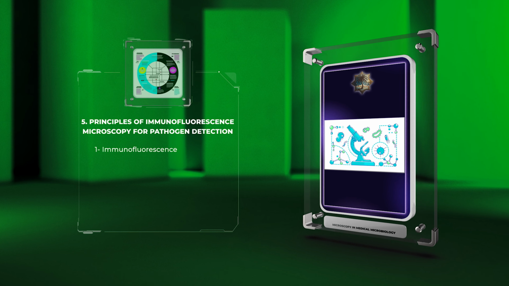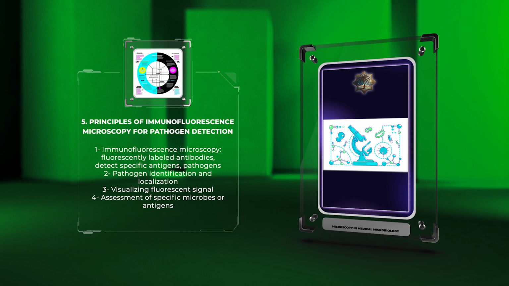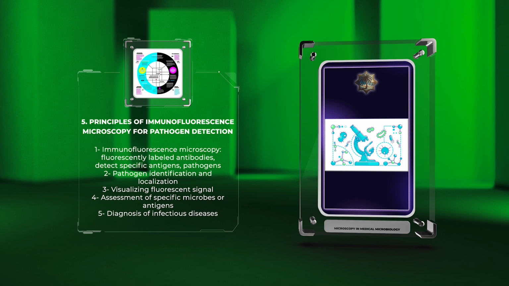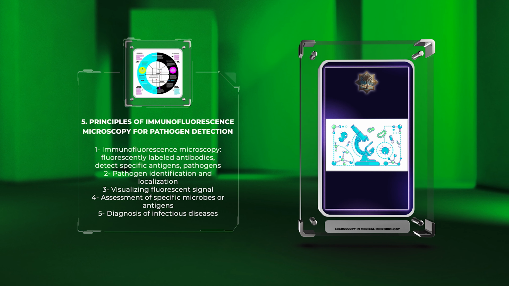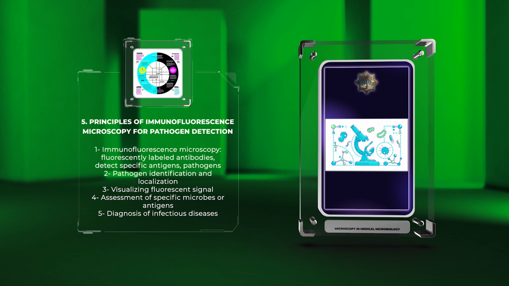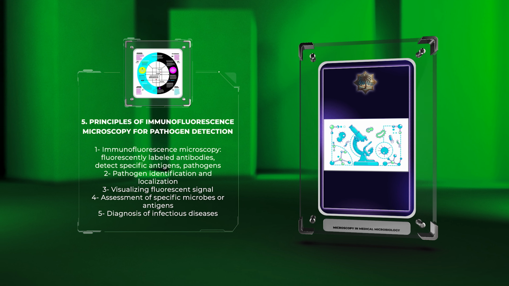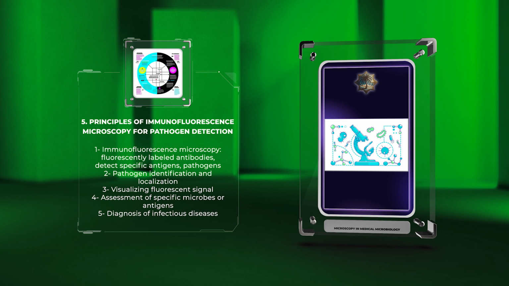Immunofluorescence microscopy employs fluorescently labeled antibodies to detect specific antigens on pathogens. This technique allows us to identify and localize pathogens within patient samples. By visualizing the fluorescent signal, we can assess the presence of specific microbes or antigens in various clinical samples, aiding in the diagnosis of infectious diseases.